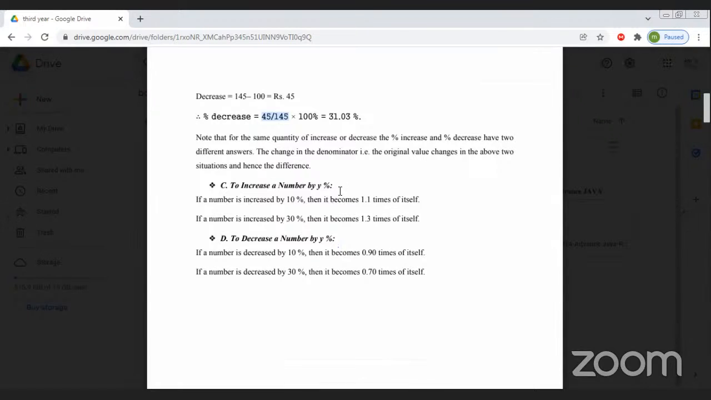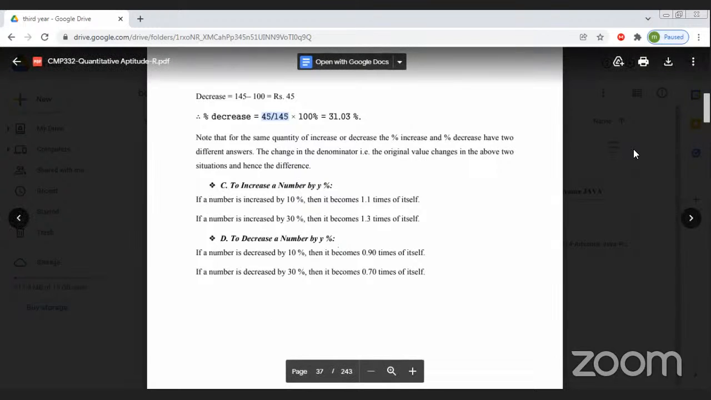Now, to increase a number by y%. Let's say you have a number that is 1, and it is increased by 10%. Now here the calculation will be 1, and since it should increase, you need to add 10 upon 100. The 0 gets cancelled. This will be 0.1 plus 1, so it is 1.1. Did you understand the calculations?